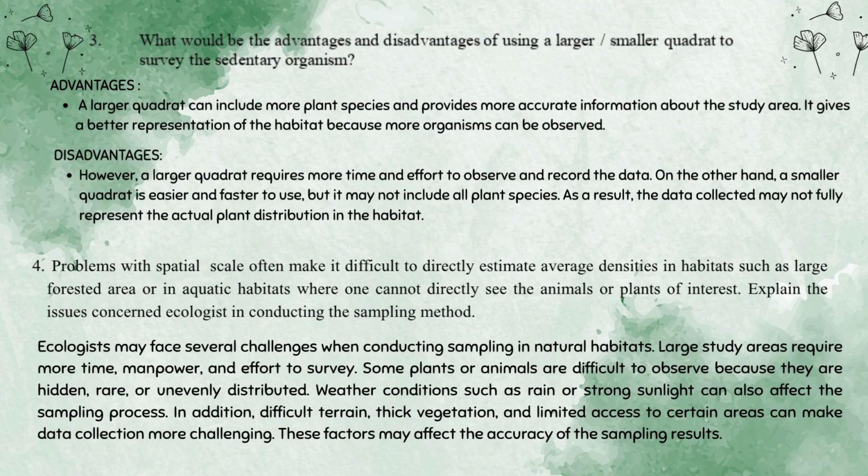Next, number 4, ecologists face many challenges during sampling. Large study areas require more time and effort to survey. Some organisms are difficult to find because they are hidden or unevenly distributed. Weather conditions, thick vegetation, and difficult terrain can also make sampling more difficult. These challenges may affect the accuracy of the data collected.